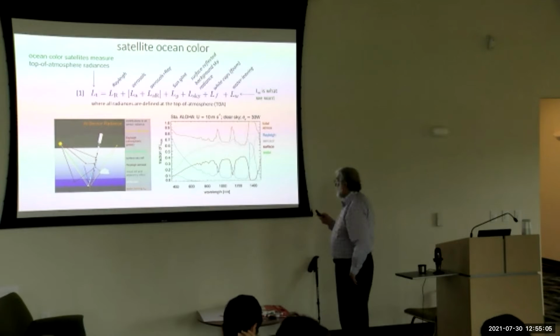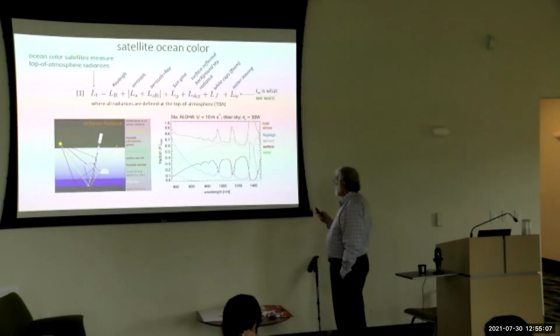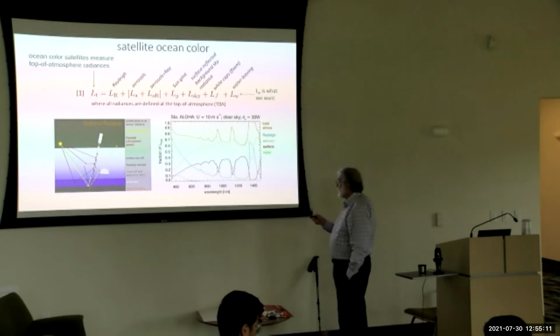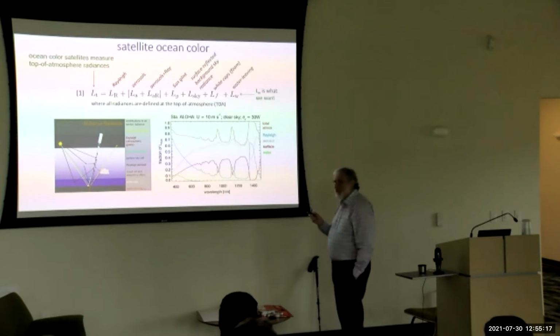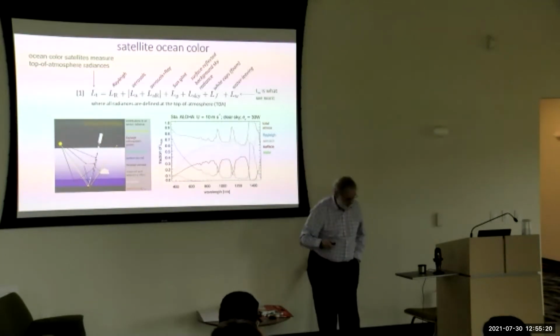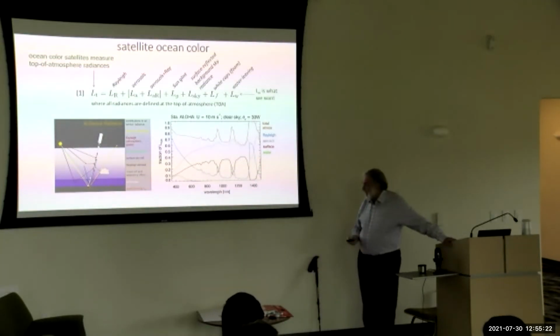So what we're going to have to do is figure out how to compute all of this stuff here, which is confusing us, and subtract that out of the total so that we're finally left with the water leaving radiance, which is what's telling us about what's going on in the ocean.